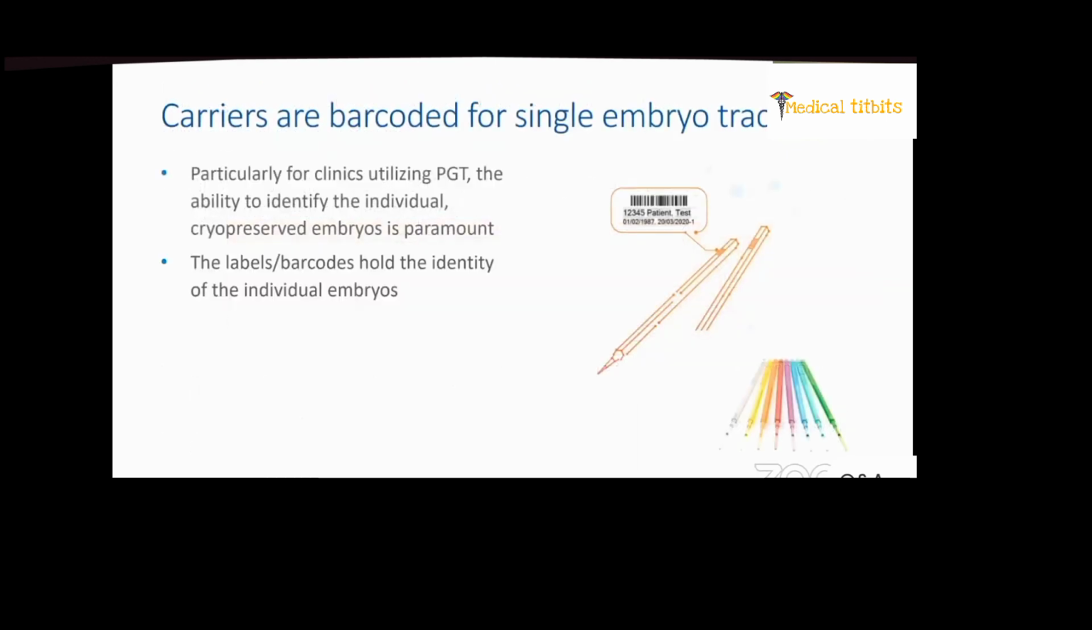Of course, identification of vitrified oocytes and embryos is very important, especially for clinics utilizing genetic testing, where it's of paramount importance to identify individual embryos. The labels or barcodes hold the identity of individual embryos, and you can see here the example of the barcode used for the RI Witness system, including all necessary information. There are different types of labels to suit various cryocarriers, such as straws, vials, and vitrification carriers.